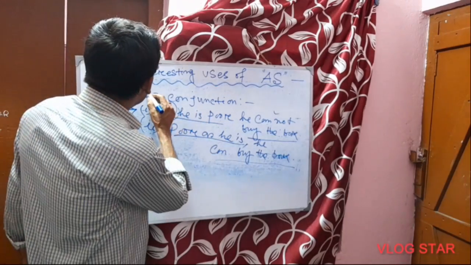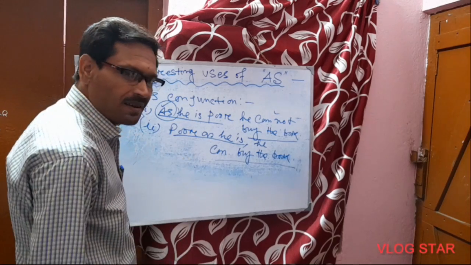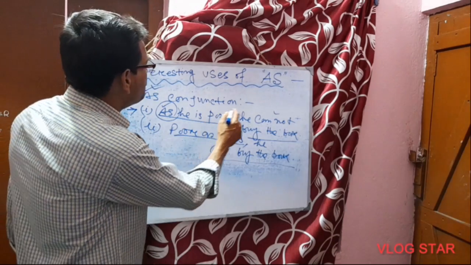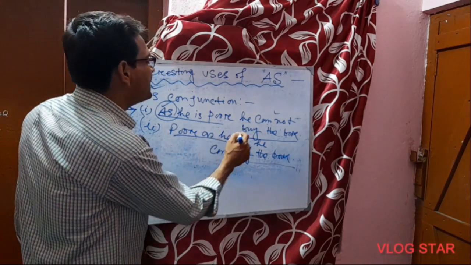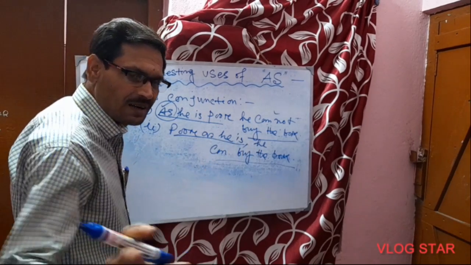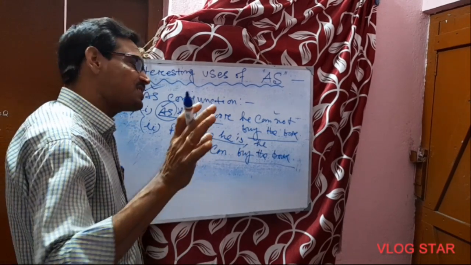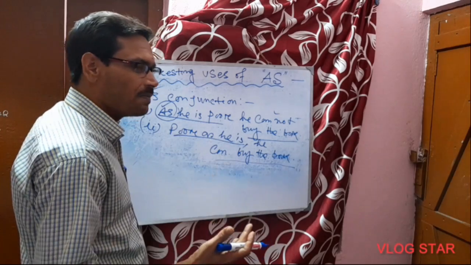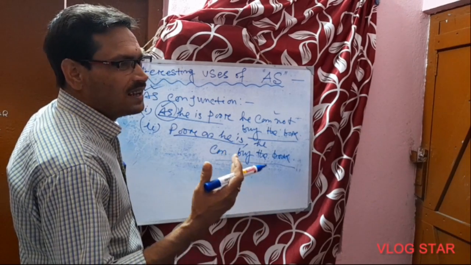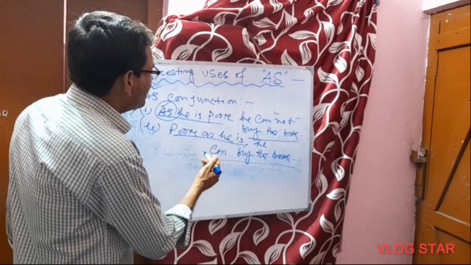So this is the interesting use of "as". As he is poor, or poor as he is. There is a far difference of meanings. And sometimes, not only sometimes, very often we do not use it in such a manner.